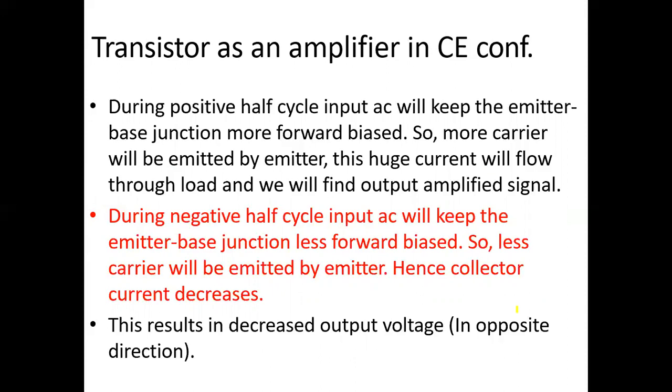Think of these two half cycles, the positive half cycle and the negative half cycle of the input AC signal for the emitter base junction. The difference is that for the positive half cycle the forward bias is more, and for the negative half cycle the forward bias is less. That's why we get an amplified signal in the output.